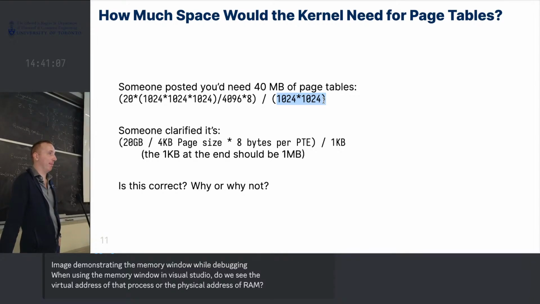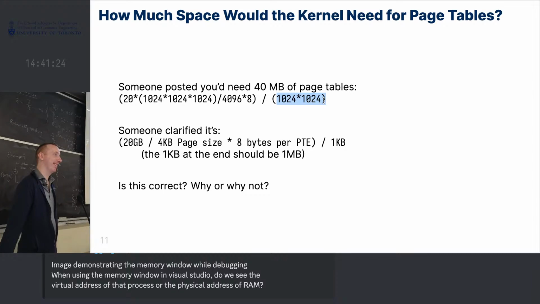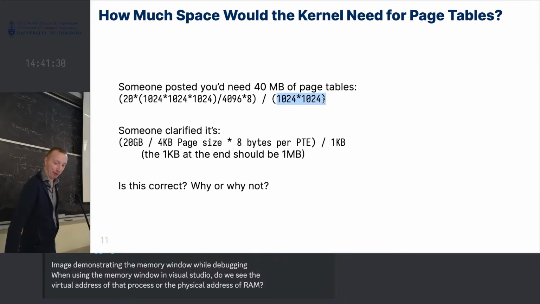So, yeah, this is the best case if we only include L0, right? So this is how many entries we need in L0 page tables. How many entries do we need in L1 page tables? Probably too much to think about now.